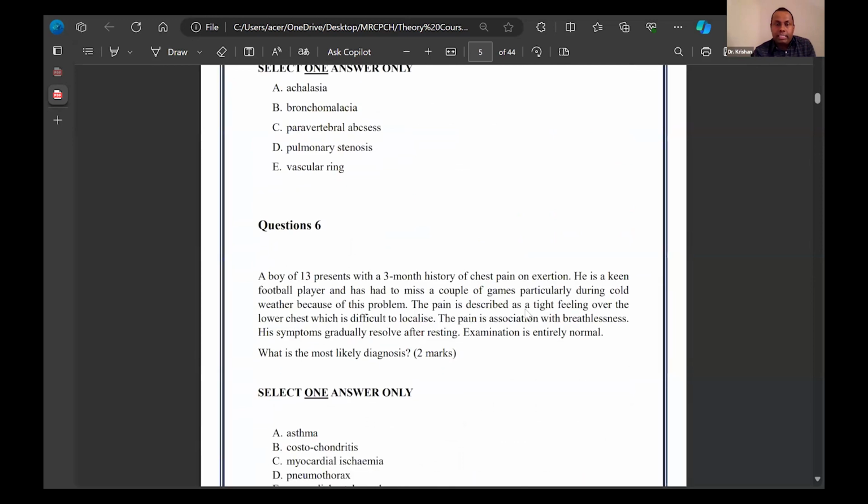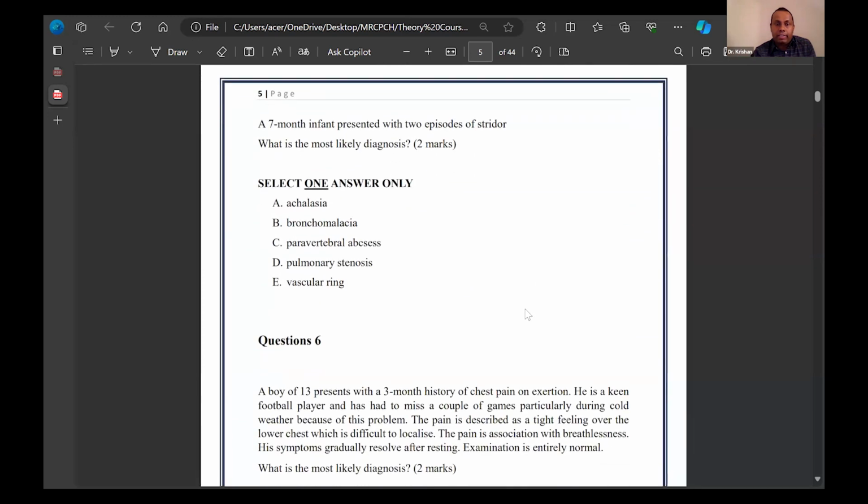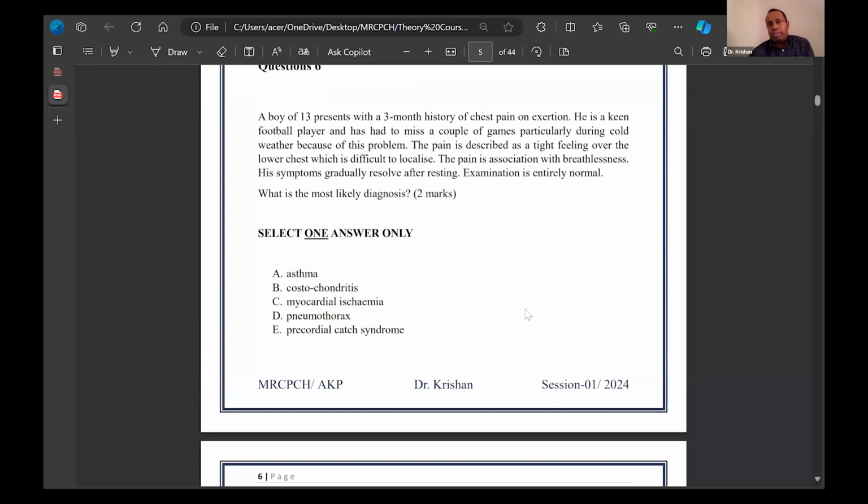I will not discuss X-ray related questions. Some of these X-rays are not very clear when you put them into PDF.